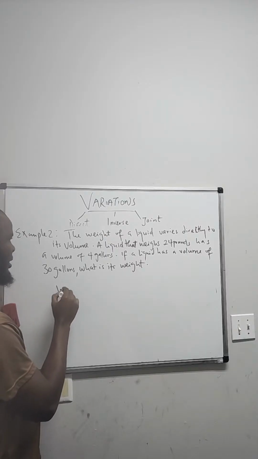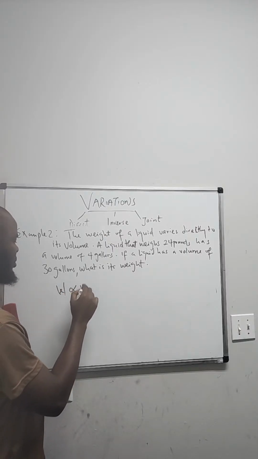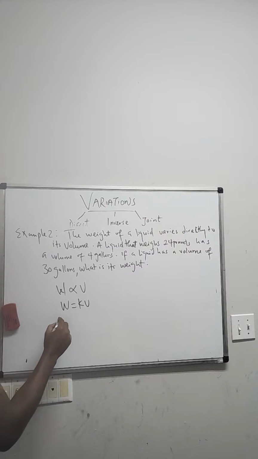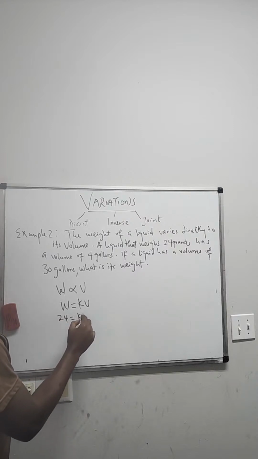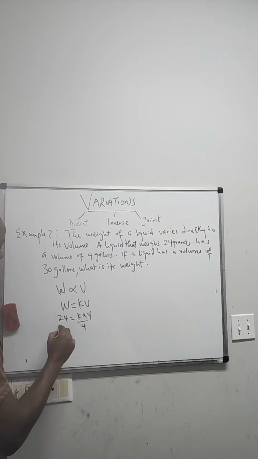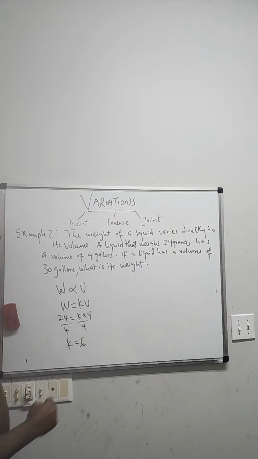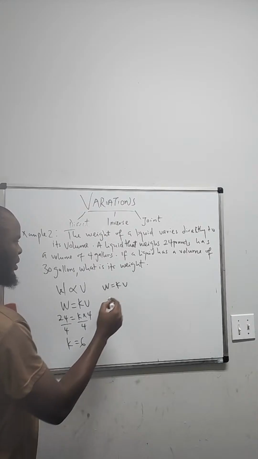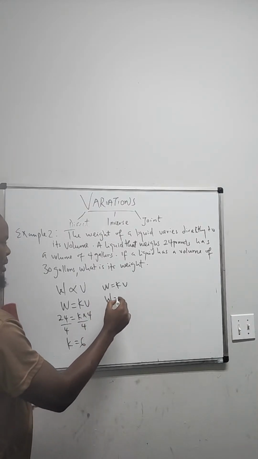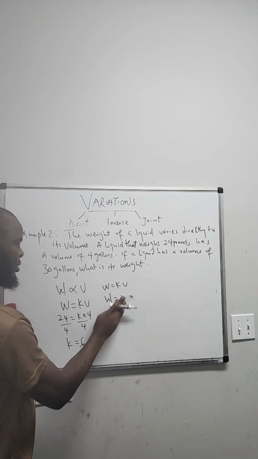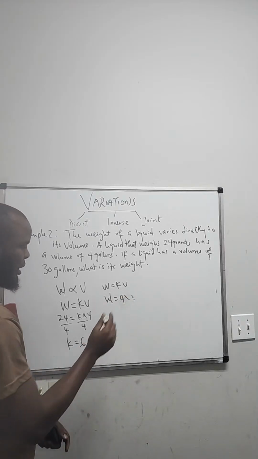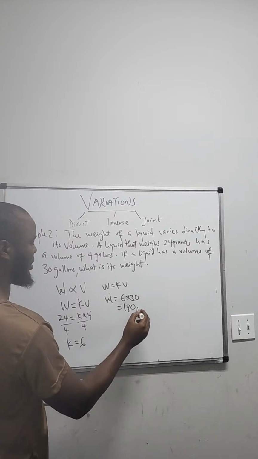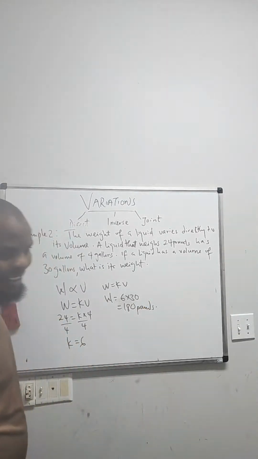The weight is directly proportional to the what? To the volume. That is W equals kV, right? Yes. So if the weight is 24 and the volume is 4, dividing both sides by 4, K is 6, right? Yeah. So now we want to check the weight if the volume is 30: 6 times 30, 180 pounds.